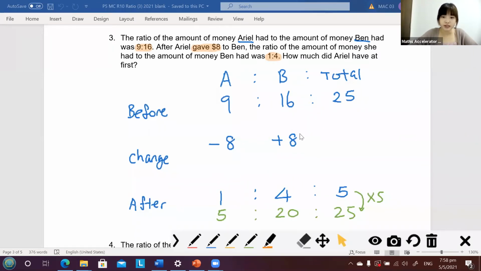Those of you who are stuck, I'll give you a hint. From 9 to 5 and from 16 to 20, how many units changed? Go and check. That's the hint I can give you.